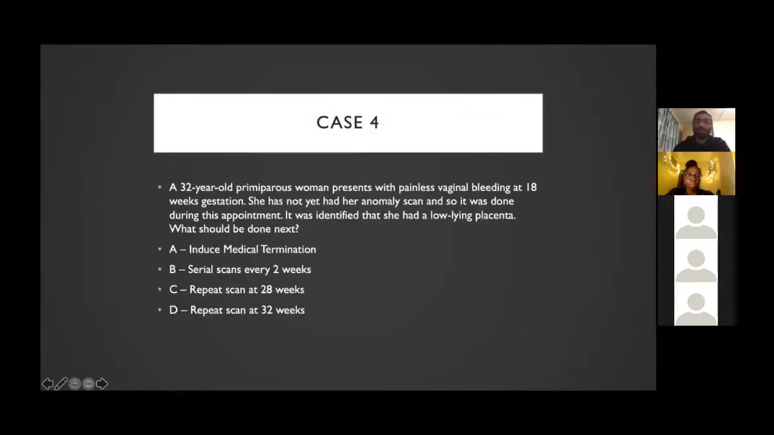So case 4 is a 32-year-old primiparous woman who presents with painless vaginal bleeding at 18 weeks gestation. She's not yet had her anomaly scan, and so it was done during this appointment. It was identified that she had a low-lying placenta. So what should be done next? A, induce a medical termination. B, do serial scans every 2 weeks. C, repeat her scan at 28 weeks. Or D, repeat her scan at 32 weeks.